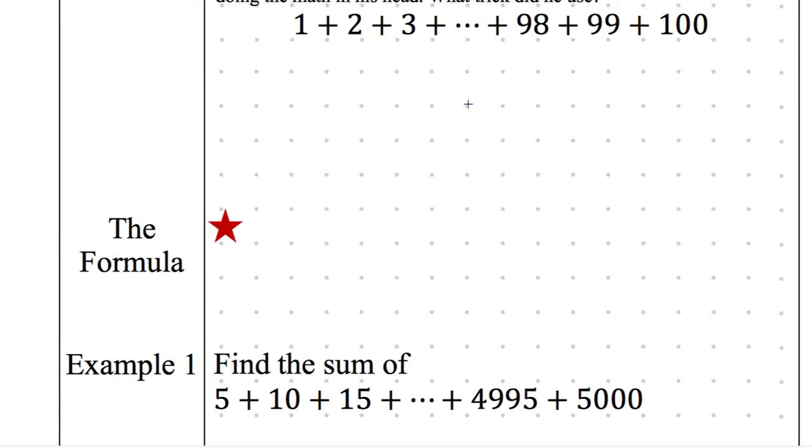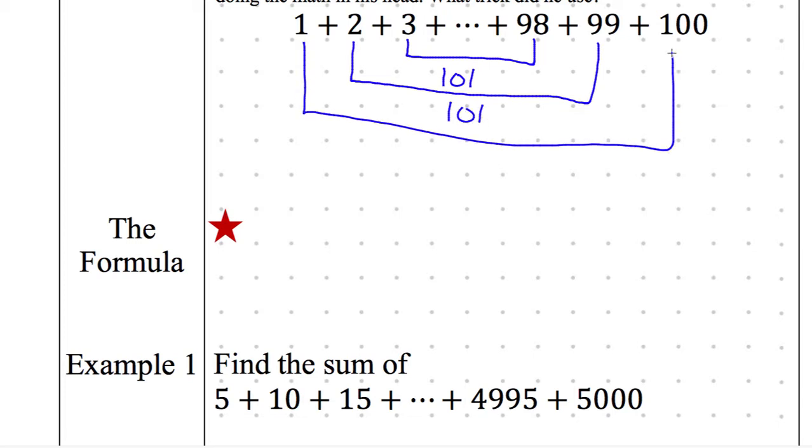So what Gauss did is he saw rainbows or smiley faces. He saw pairs. So 3 and 98 is a pair. If I add 3 and 98, what do I get? 3 plus 98 is 101. Another rainbow, 2 and 99 adds up to, whoa, 101. Whoa. That's what he saw.